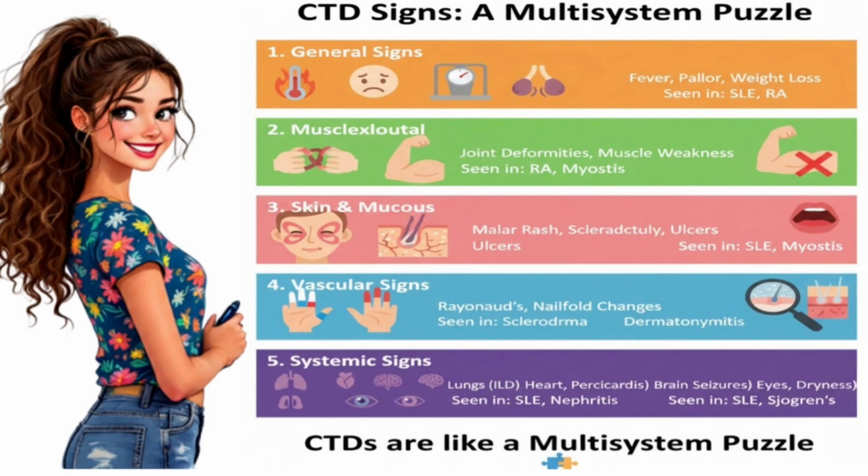RA: symmetrical polyarthritis and prolonged morning stiffness are signature features. Sjogren's syndrome: dry eyes, dry mouth, and parotid enlargement appear in most cases. MCTD: mixed features from lupus, scleroderma, and myositis accurately describe this overlap syndrome.